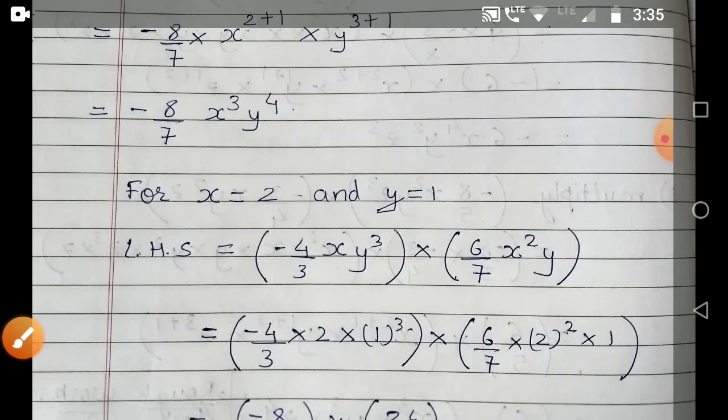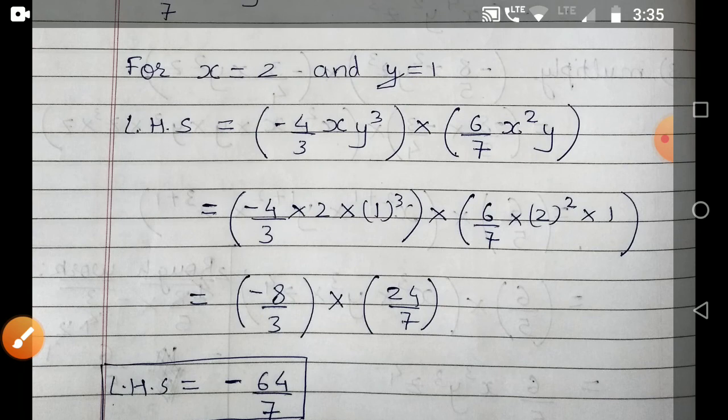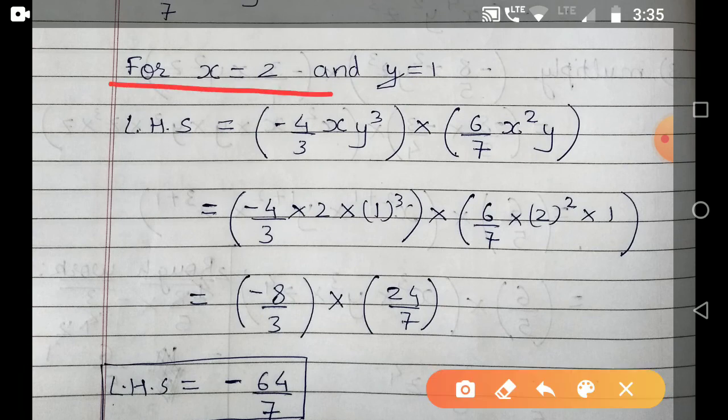So that we are going to do here. So we have x equal to 2 and y equal to 1, that we will put in LHS. So our LHS was this term. Here we put x equal to 2 and y equal to 1. So minus 4 by 3, x, in place of x we will put 2, y, in place of y we will put 1, power 3.